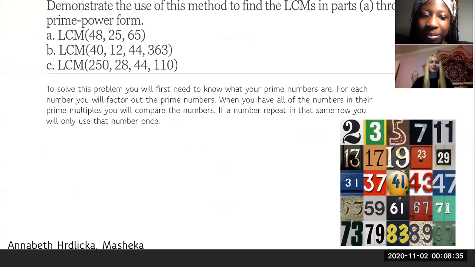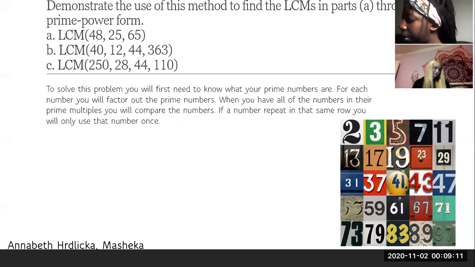Okay, so question 4, you have to demonstrate the use of this method to find the least common number from parts A through C in prime power form. So you have to find the lowest number, but it's like the most common one for this one. So they have to have it in common. To solve this problem, you first need to know what your prime numbers are. For each number, you will factor out the prime numbers. When you have all the numbers and their prime multiples, you will compare the numbers. If a number repeats in that same row, you will only use the number once.